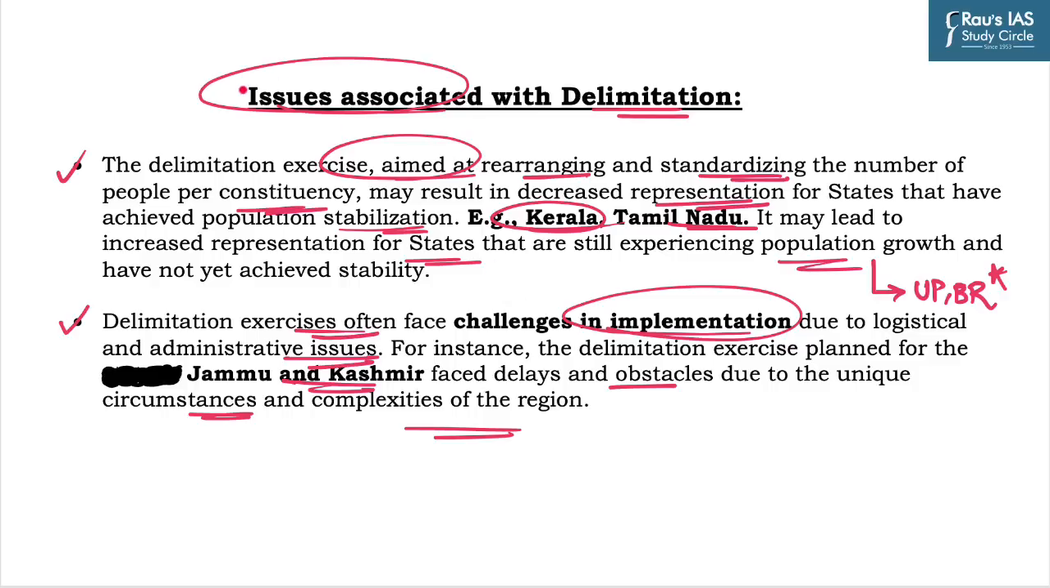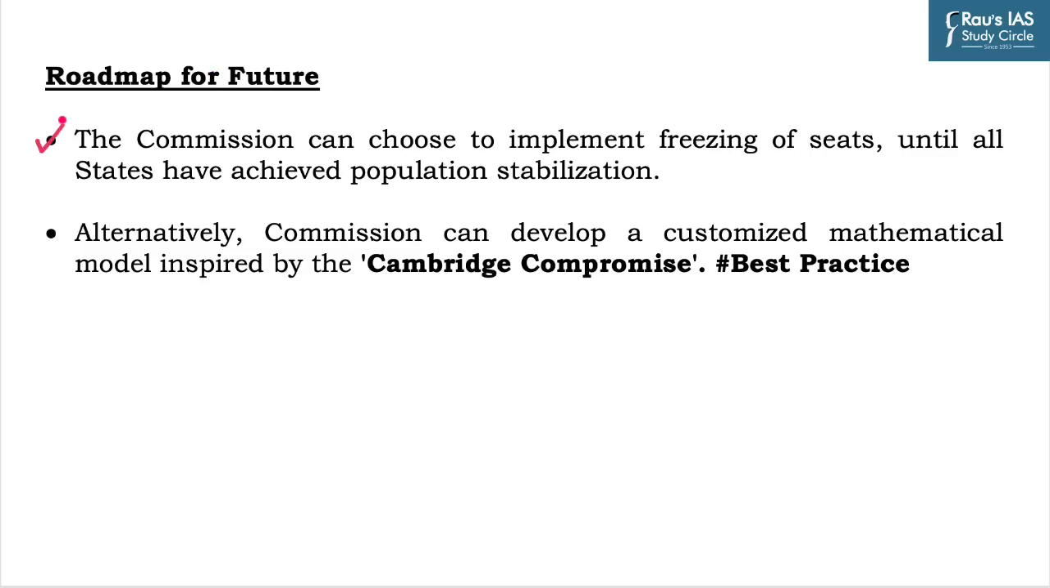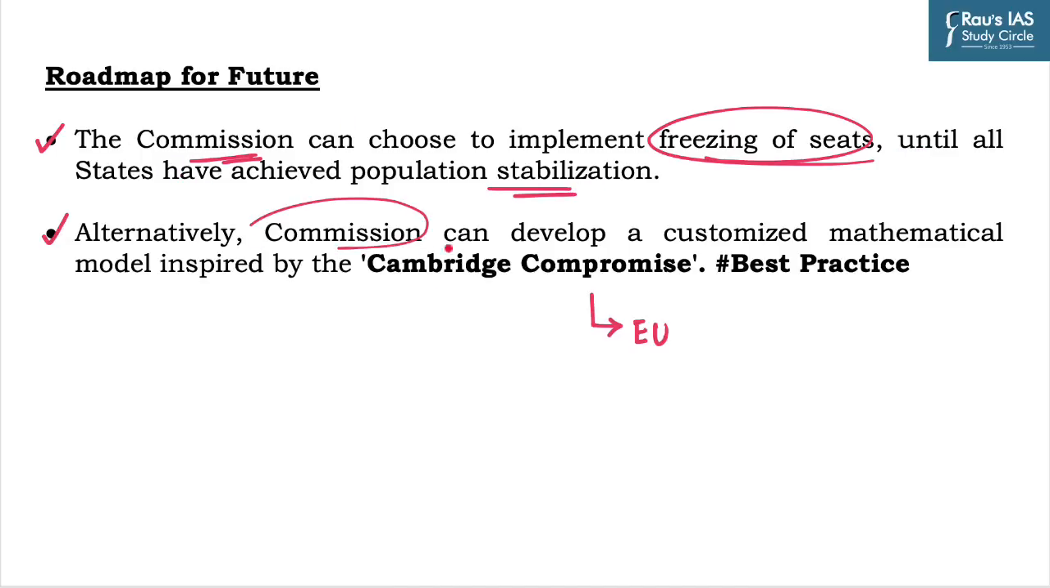Now, what can be the way forward to this particular problem? The first one is the Commission can choose to implement freezing of seats until all states have achieved population stabilization. Further, the Commission can develop a customized model inspired by the Cambridge Compromise. It is one of the best practices in this regard by the European Union. And this model would aim to provide a mathematically equitable formula for the allocation of seats, similar to the delimitation of seats in the European Parliament. Hence, it can be implemented on a pilot basis.